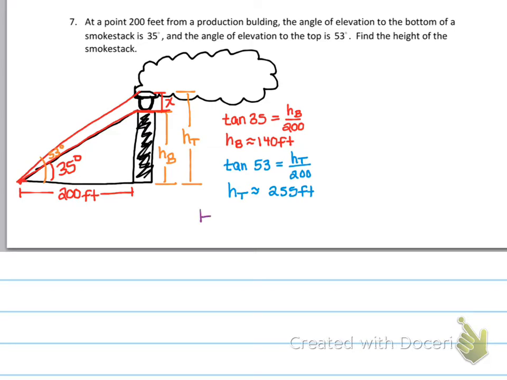So the height of the smokestack, I'll just call it H, is 250, I'm sorry, it's supposed to be 265 minus 140, which equals 125 feet.